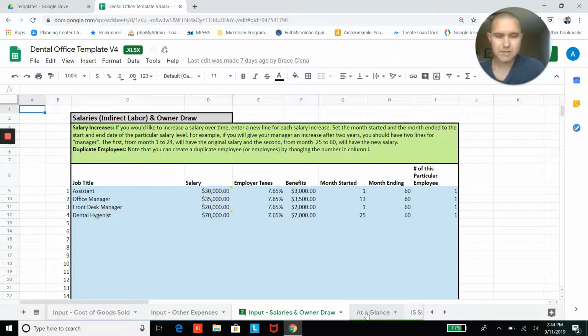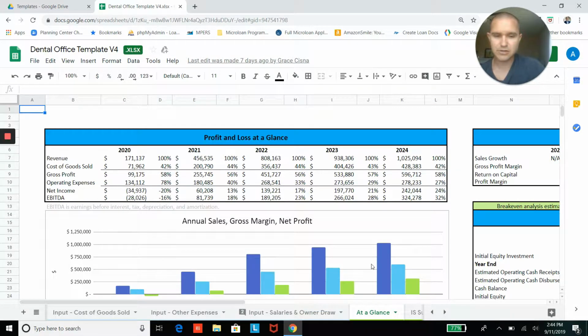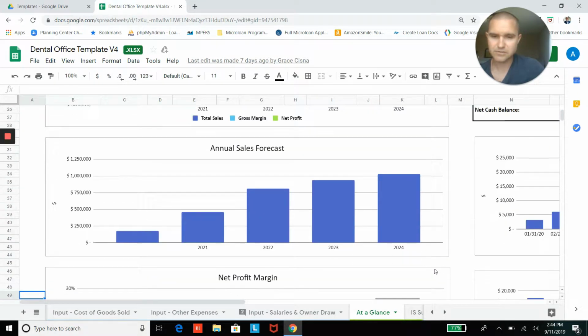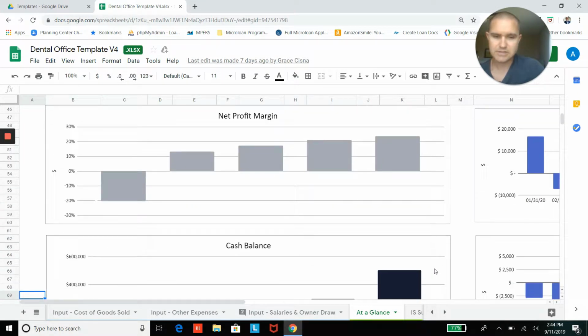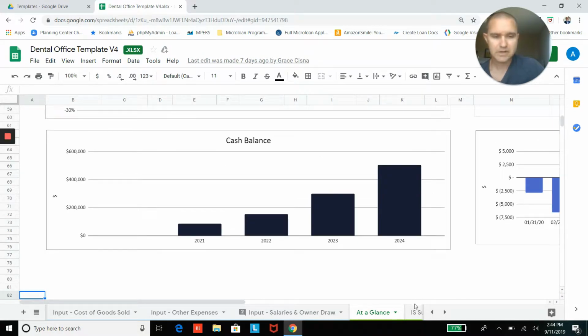Once you do all those input tabs, then you're going to have various tables and charts that you can throw into a business plan or pitch deck. Just scroll through some of these different tables and charts here. So this is looking at things at a high level.